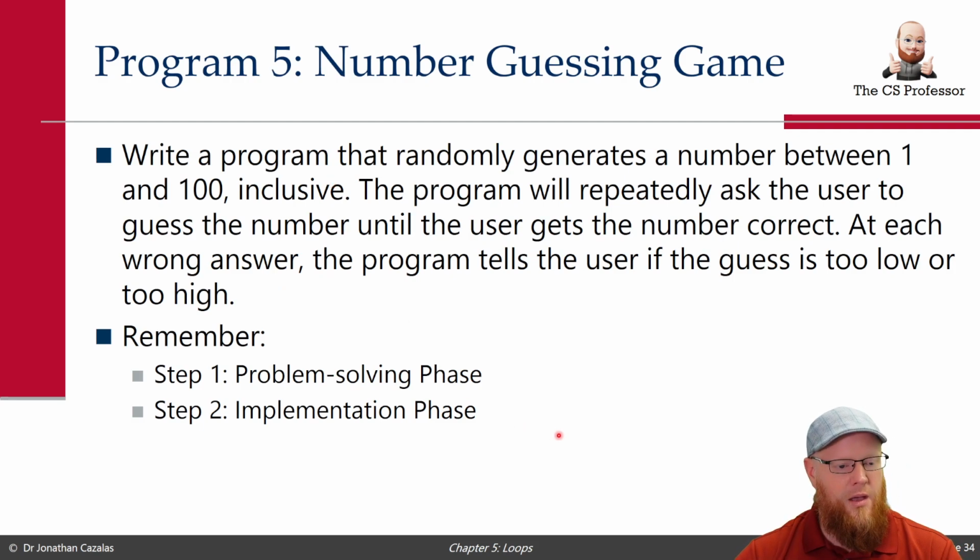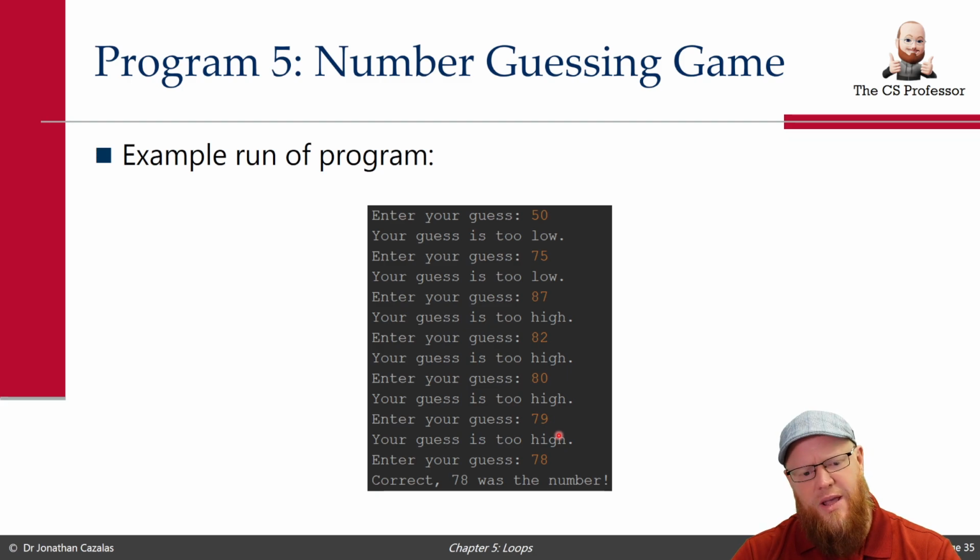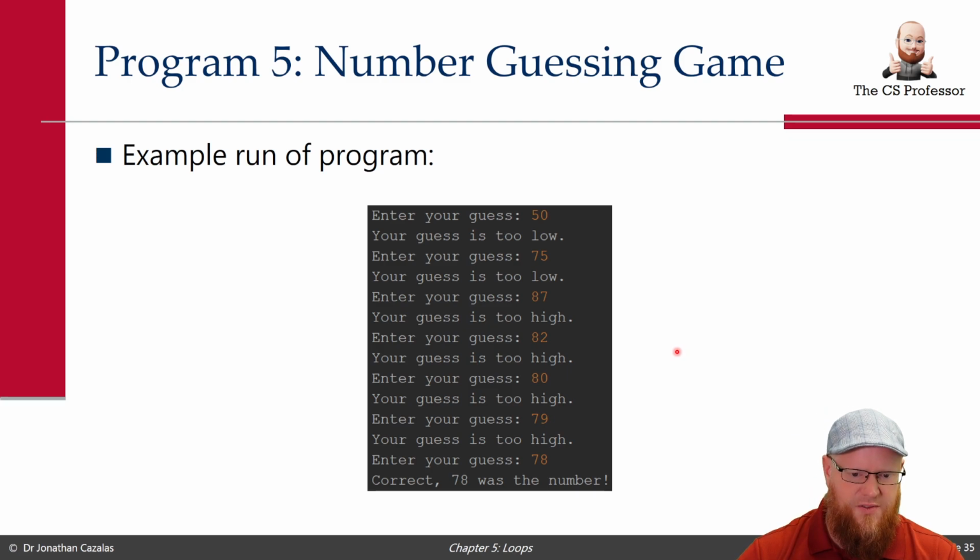The number guessing game. Write a program that randomly generates a number between 1 and 100 inclusive. The program will repeatedly ask the user to guess the number until the user gets the number correct. At each wrong answer, the program should tell the user if the guess is too low or if the guess is too high. Here is a sample execution of the program. Enter your guess, 50, guess is too low. Enter your guess, 75, guess is still too low. Enter your guess, 87, now it's too high, so on and so forth.